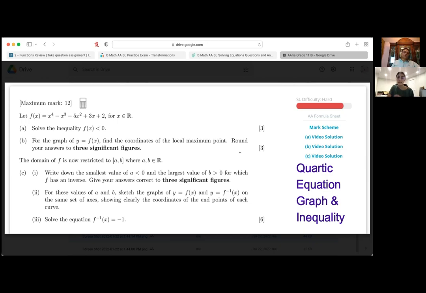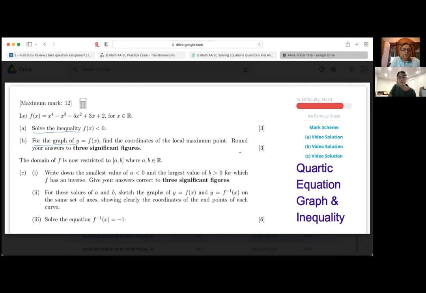Correct. So basically, you have to solve the inequality. You have to sketch the graphs. There are a couple of things that you have to do here. Solve the inequality. Also sketch the graph. And based on these two things, you can actually answer all other questions.